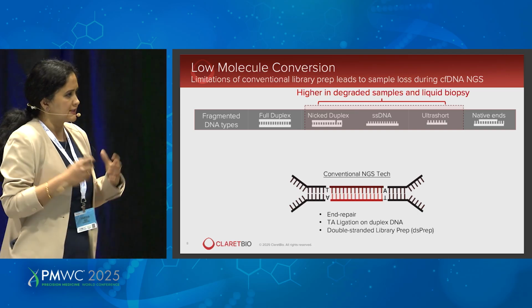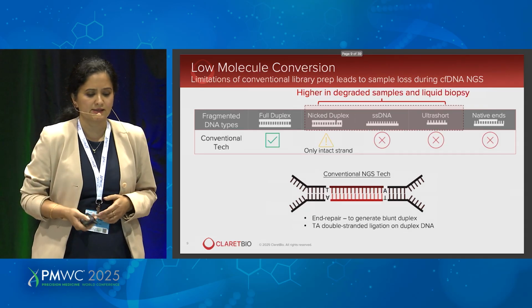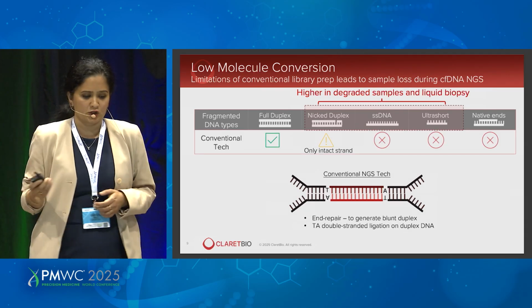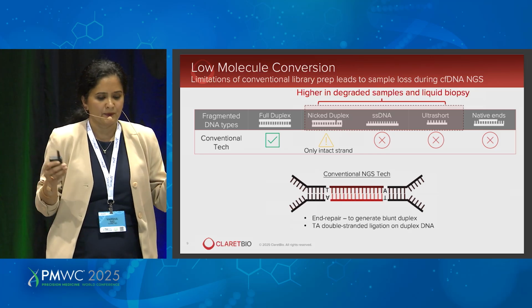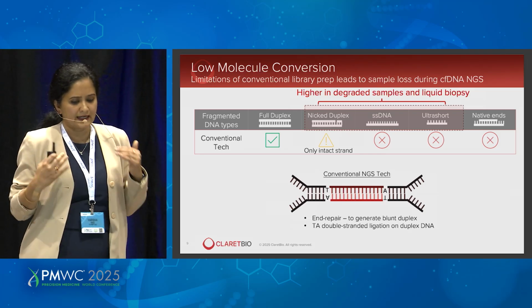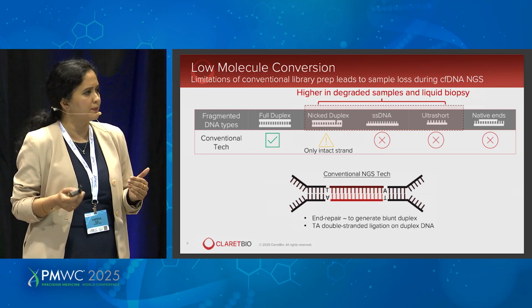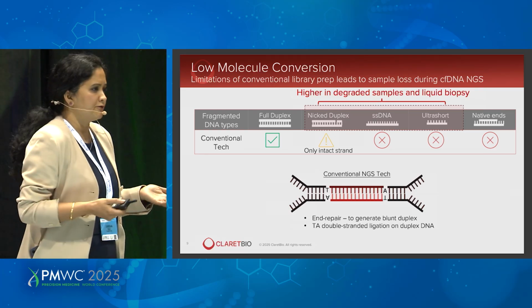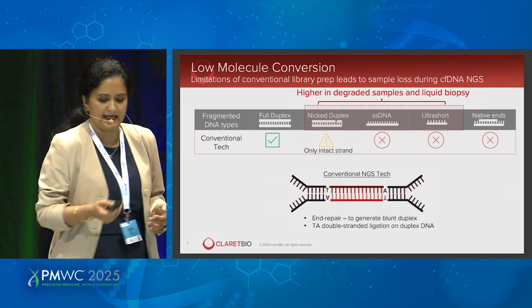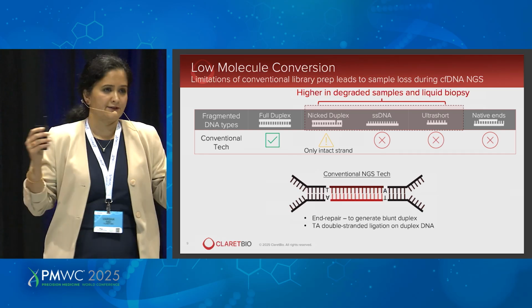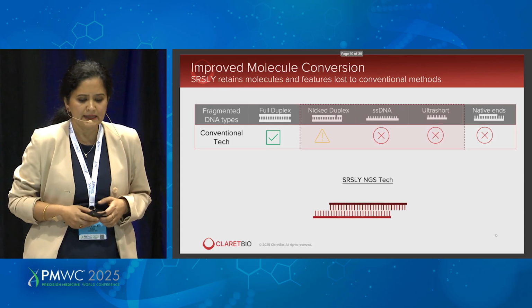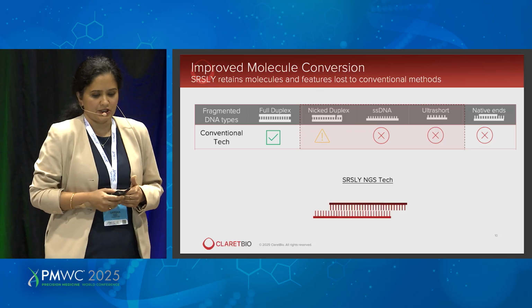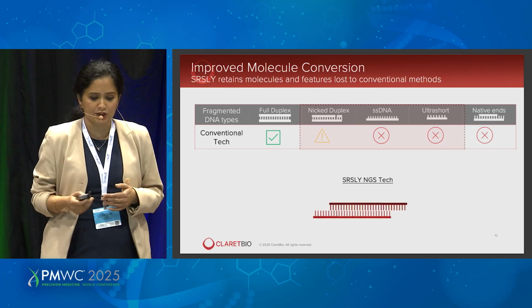But because of these modifications, what these methods capture are full duplexes. They can capture a single intact strand in a nicked duplex molecule, but they never capture single-stranded DNA, and they're not efficient in capturing ultra-short DNA. And they also lose native end information. So with our technology, we address these issues.